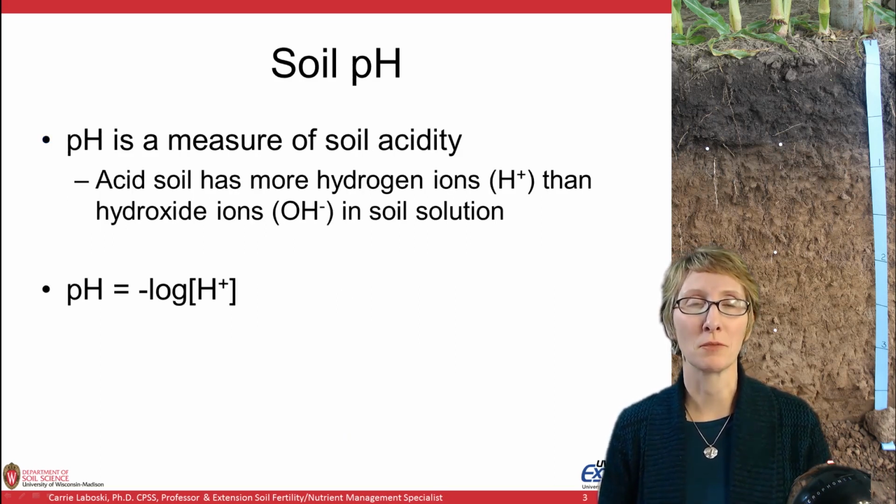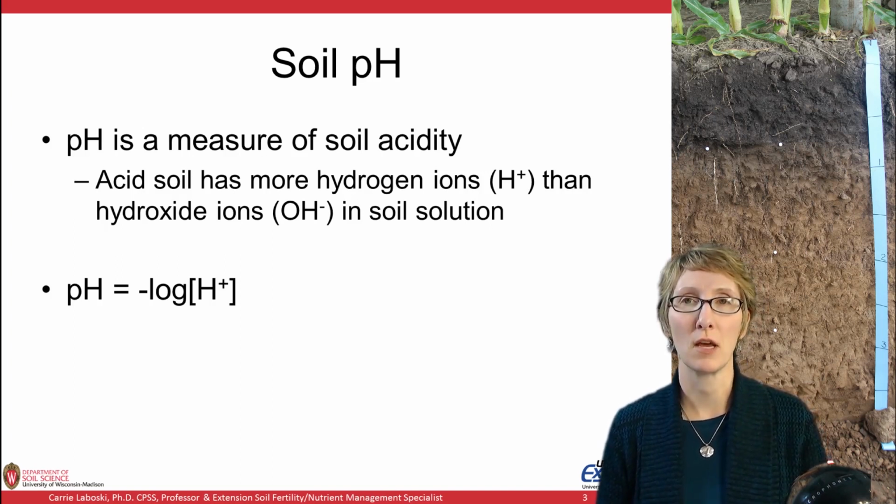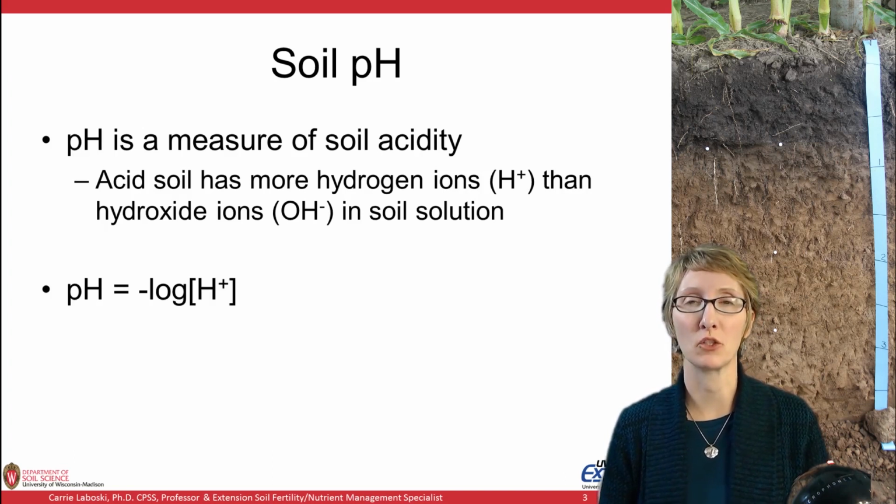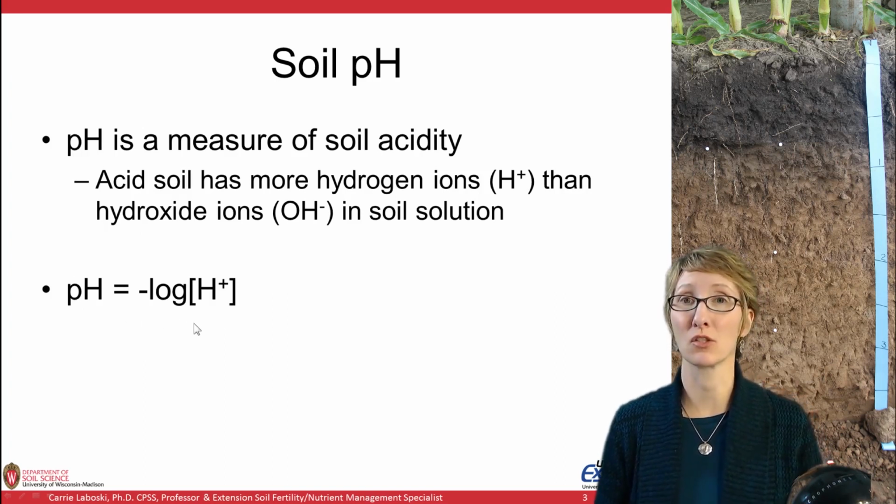If you remember back from chemistry class when you were in high school, pH itself is a measure of soil acidity. Acid soils have more hydrogen ions than they do hydroxide ions, and that's specifically within the soil solution, because those are the ones that get measured for pH. And this equation should also look familiar to you, where pH is equal to the negative log of the hydrogen ion activity in soil.